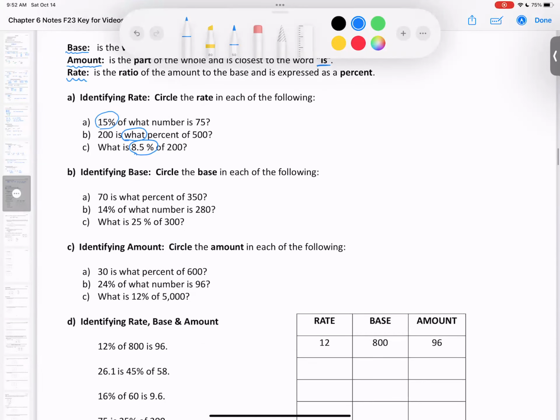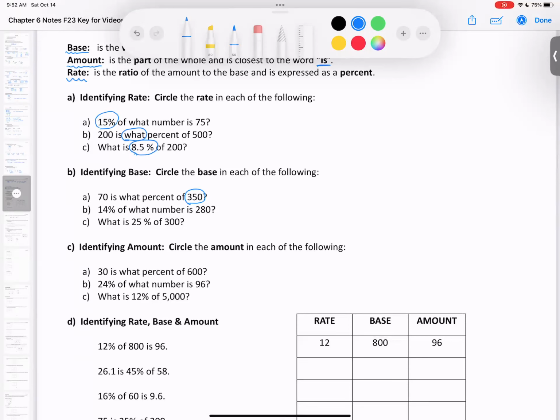Now let's move on to practicing identifying the base. First one, 70 is what percent of 350? Here the base would be the 350. That's your total amount of something. You have 70 of them. So it's the 350, and notice it is closest to that word of.